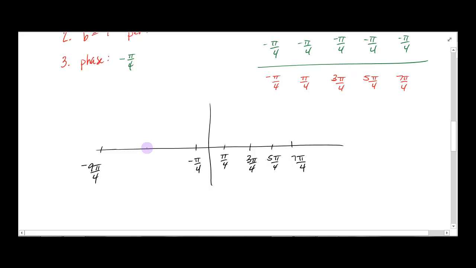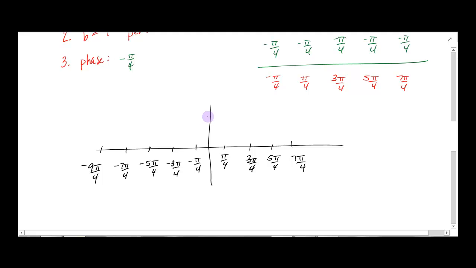And then I'm going to do it in this second period over here to the left. So halfway between ends up being negative 5 pi over 4, negative 7 pi over 4, and negative 3 pi over 4. Okay, so I have my two periods drawn on here.